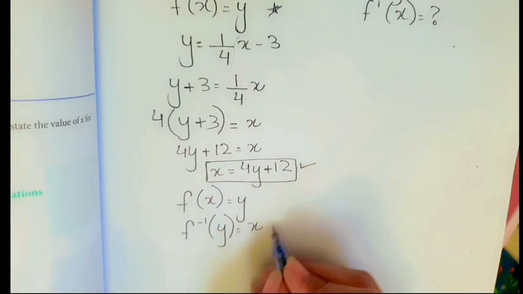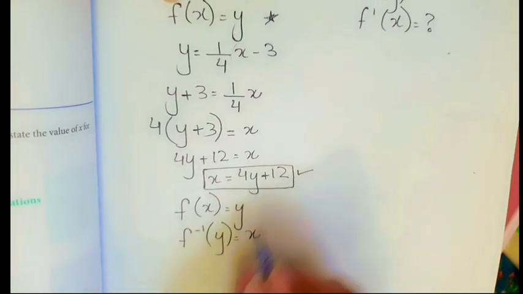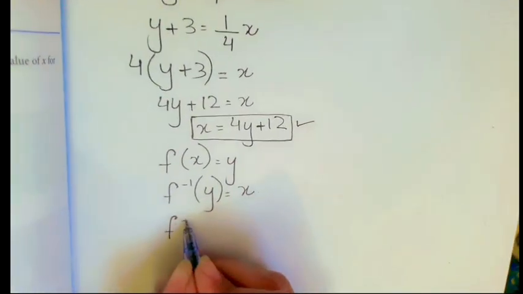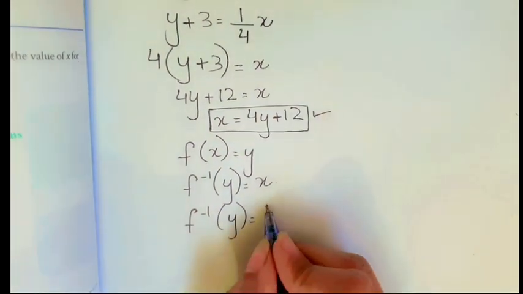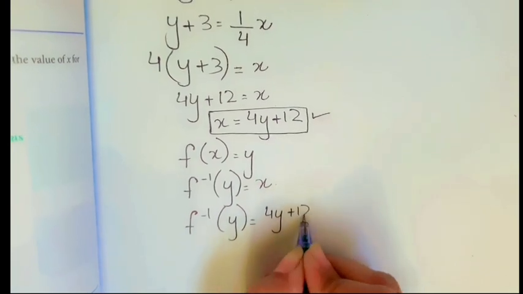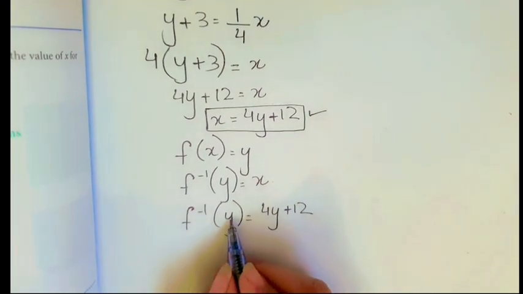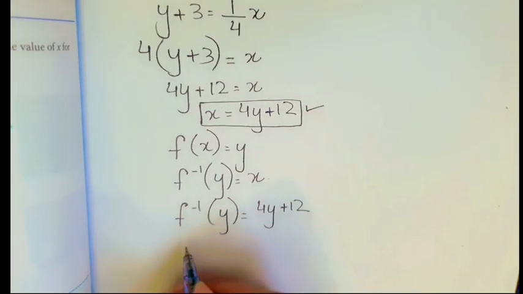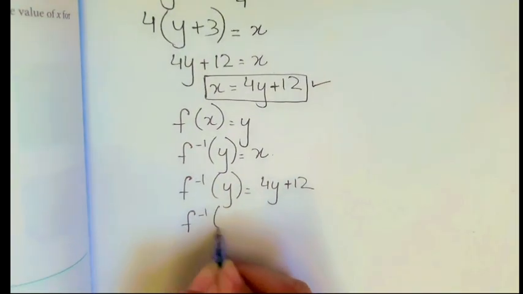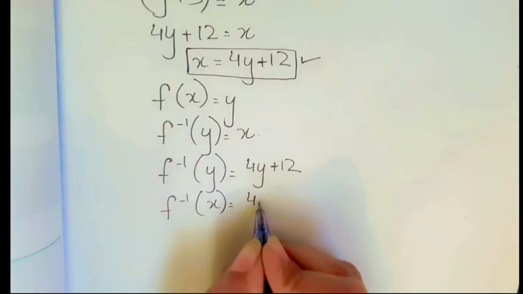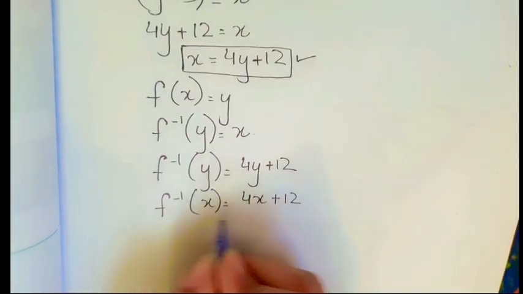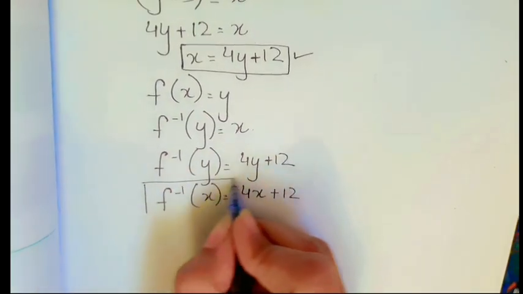And we know the value of x. Here is the value of x. So I am using the value of x in this equation. The value of x is 4y plus 12. Now we have to use the variable x in place of y. Now shift the variable, so f inverse of x is equal to 4x plus 12. So we have found f inverse of x.